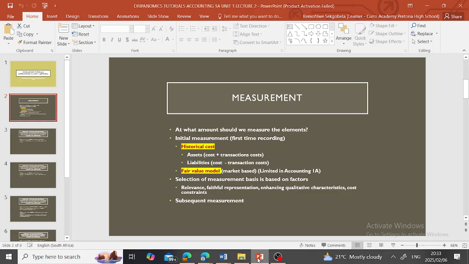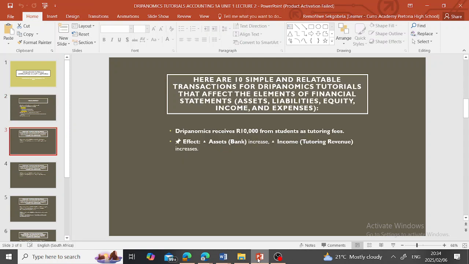But that's just measurement. The other stuff will come later. Subsequent measurement, we're talking about depreciation and whatnot. We'll cook those later. Let us come to transactions. So here are 10 simple and relatable transactions for Dripanomics tutorials that affect the elements of financial statements, which are assets, liabilities, equity, income, and expenses. So I need you guys to help me answer these.